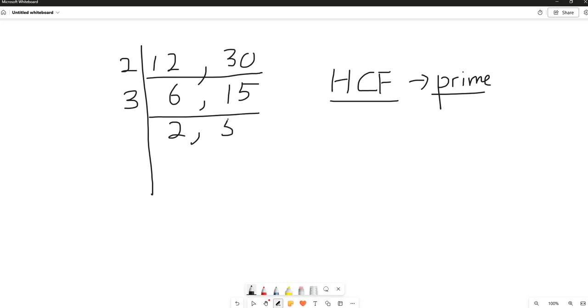Now until here you can't do it anymore. You can't divide both of them at the same time because they don't share any common factor anymore. So that means stopping for the time being. So your HCF is actually equivalent to 2 times 3. Now where do we take the 2 and the 3? We take it from this and this. So 2 times 3 is equal to 6. That's how we find the HCF using prime factorization.